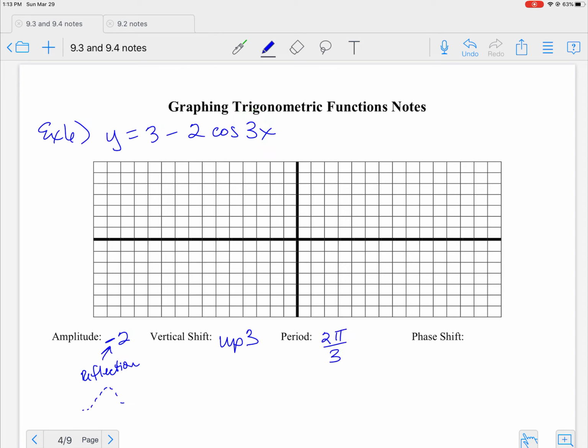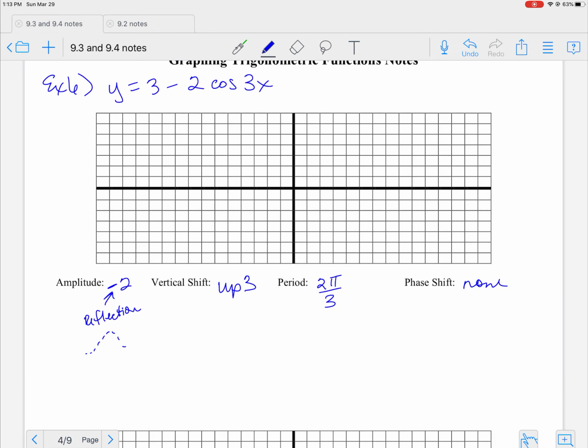All right. Am I changing up my period? Yeah, because there's that b value. So this will be 2 pi divided by that 3. So my period is really 2 pi over 3. Now, do I have a phase shift on this particular one? No. So there aren't any phase shifts. The only horizontal change is just changing that period. Okay, so let's come up with these values.